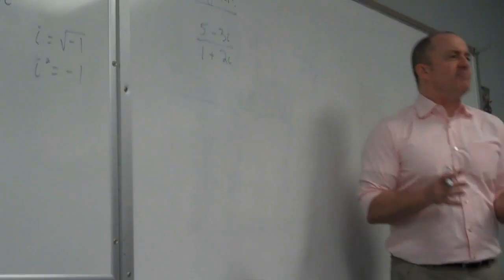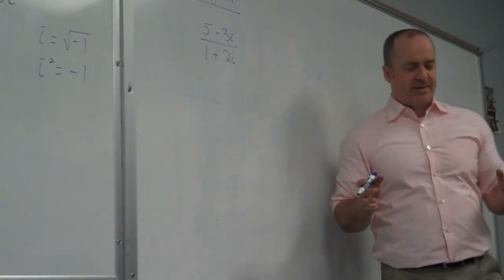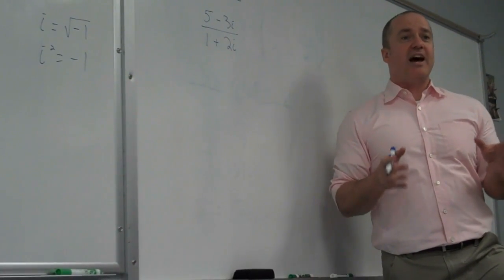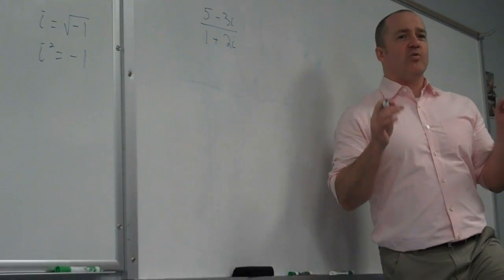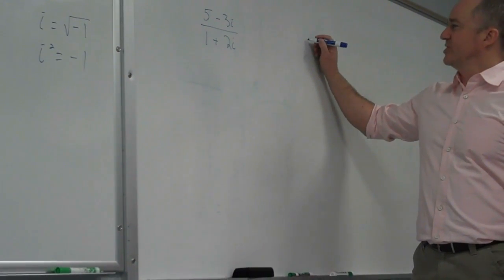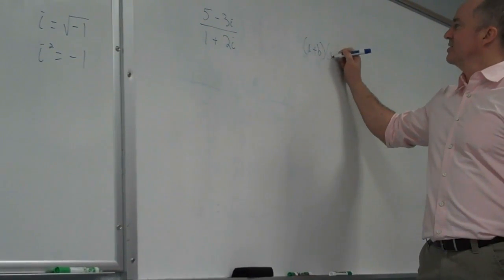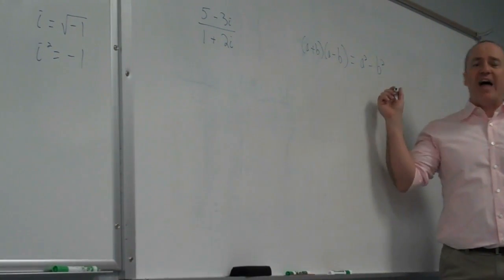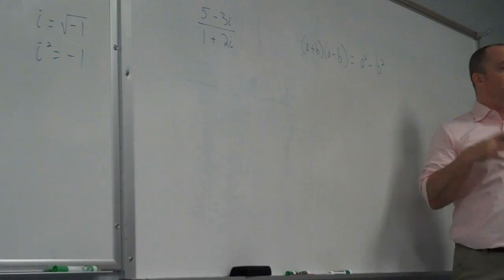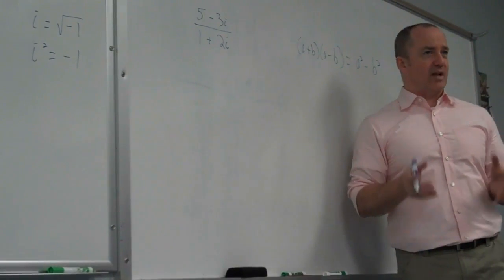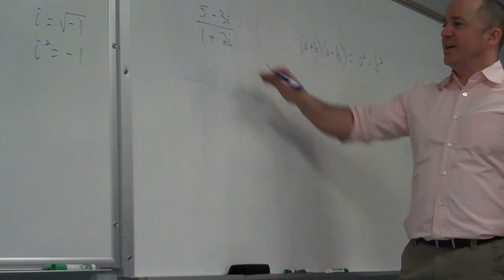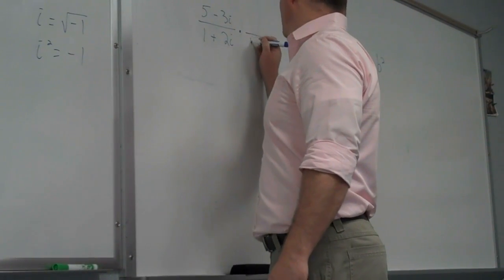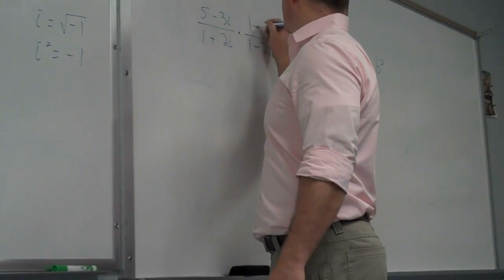Here's the deal. What this is most like is rationalizing the denominator. The idea of division is you can't have a complex component in the denominator. You've got to get rid of the complex component. But there's a rule you can use: a plus b times a minus b equals a squared minus b squared. This factoring pattern is the key to division with rectangular complex numbers. So to get rid of the unreal component in the denominator, I multiply the top and bottom of this fraction by 1 minus 2i.